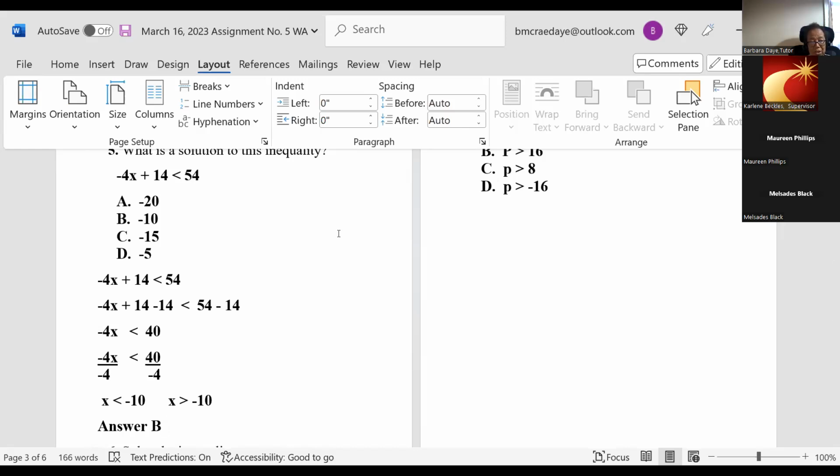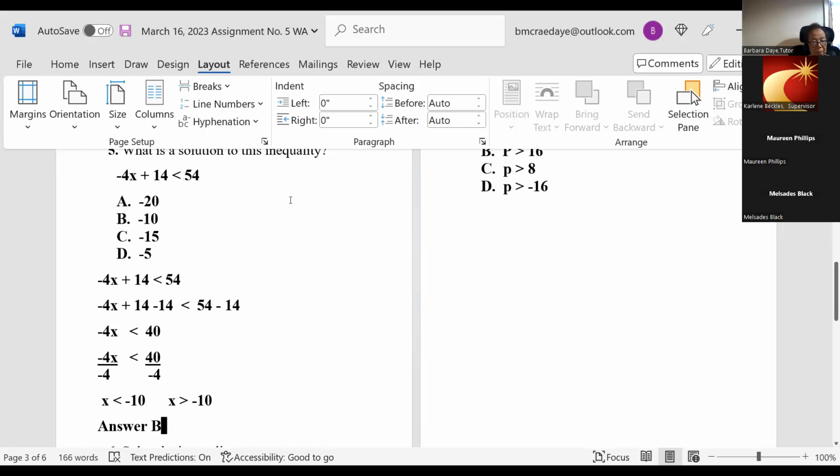Maureen, you want to say what you did? I figure out mine with mental math, I can't do the long things. What she did, she said, well, I've got 54 here and 14. What number adds to 14 to give 54? And that number is 40, right? So minus 4 times what number gives you 40? It has to be another minus to give you a plus. So that has to be a minus 10. Minus 10 times a minus 4 gives you a plus 40. 40 and 14, 54.